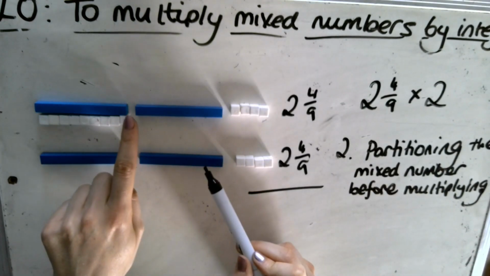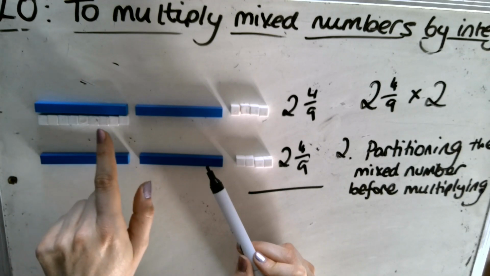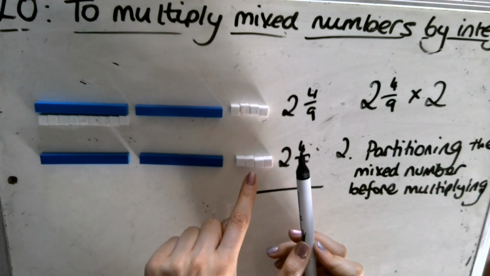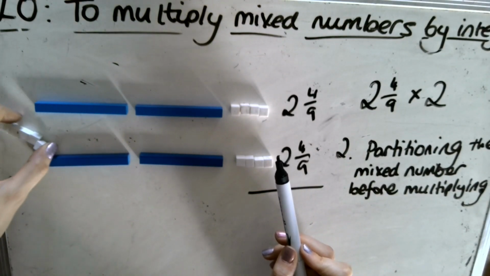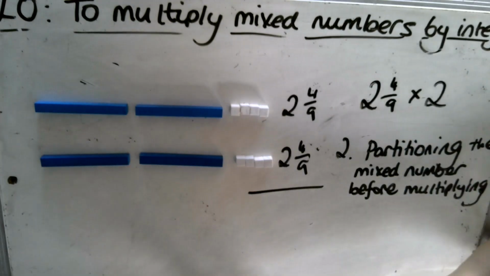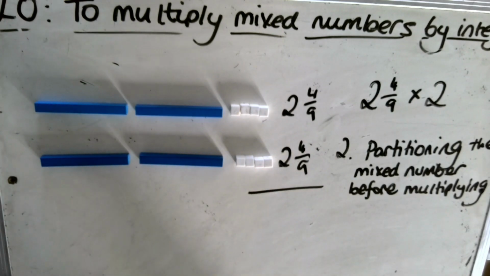So this time I have my blue rods to show that 1 whole is worth 9/9. So I've got 4/9 here and 4/9 here. So let's just remove these. So I have 2 whole and 4/9, and 2 whole and 4/9, and I'm multiplying by 2.